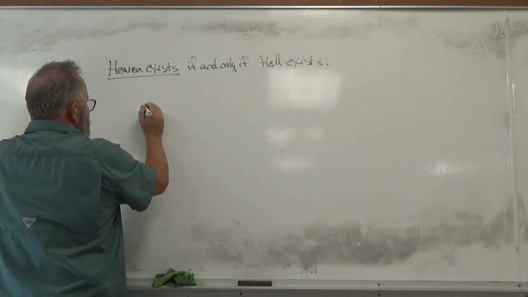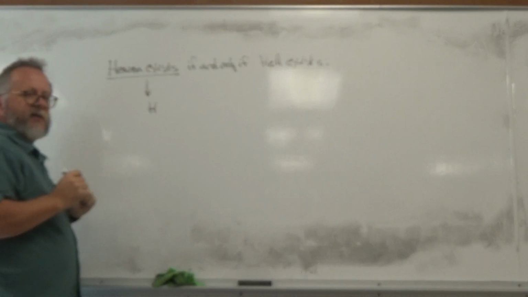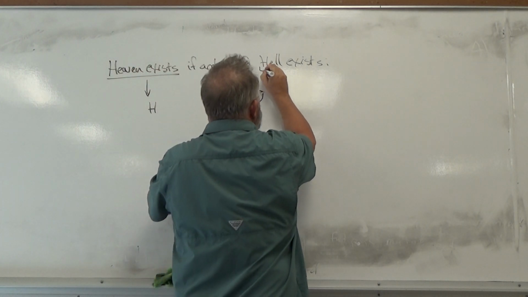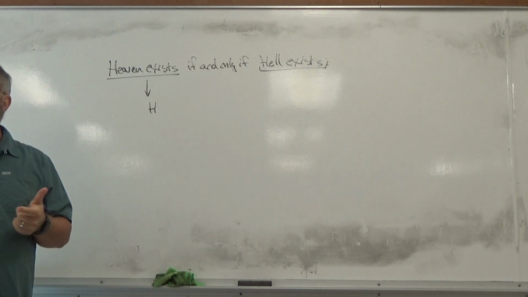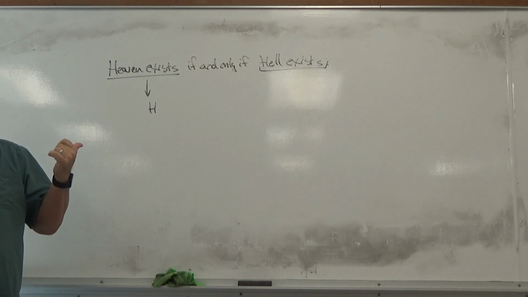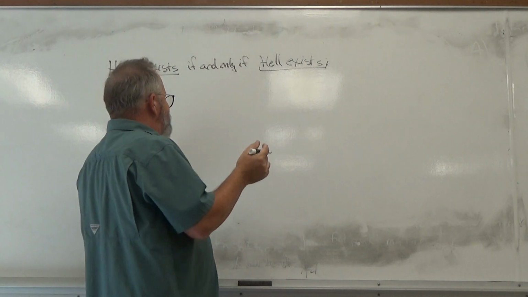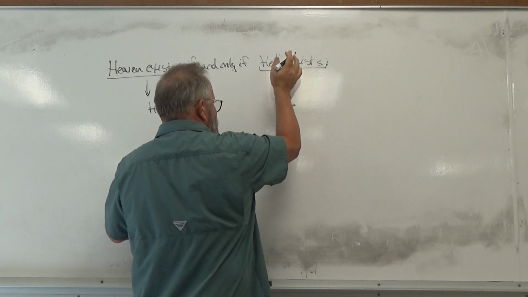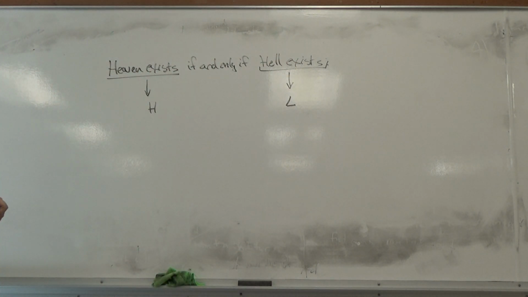Heaven exists is one, and we already decided we're going to use H as a statement constant for that. And now we have a new thing, hell exists. That's either true or false, so it needs a statement constant. And what can we not use? H. Does everybody understand that? Got to pick something that we haven't already used. We've used G and stuff like that. So the other class voted for L because we got two L's in there. Okay? All right.